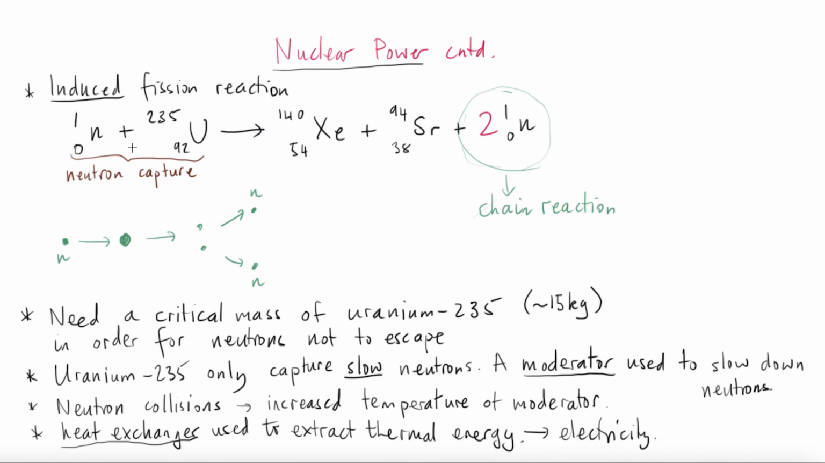So this is a typical reaction in a nuclear power station. You have neutron capture, and then you have these products being produced. But the important thing is you have more neutrons produced than you require to put in the reaction. So you have a chain reaction. These two neutrons then go on to produce two more reactions in turn. However, you need a so-called critical mass of uranium in order for the neutrons not to escape the reactor itself.